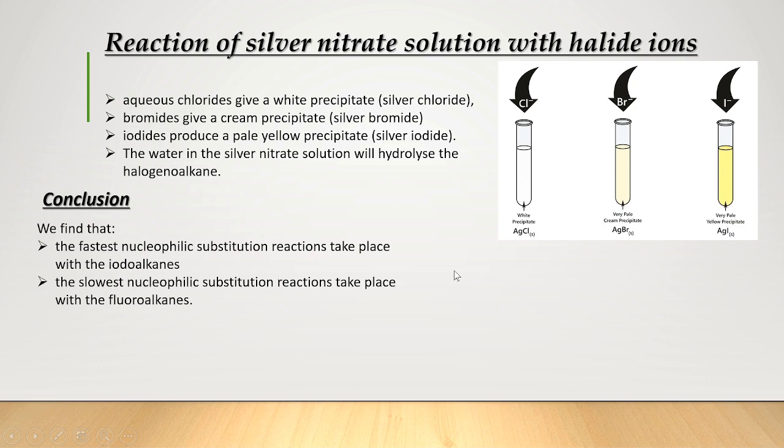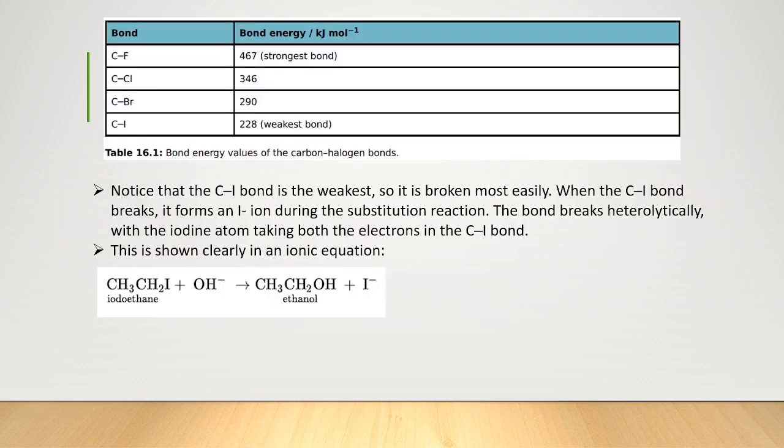Why is this? Because in iodoalkanes, the bond between the iodine and the carbon is weak with respect to the bond between carbon and fluorine. Here the bond energy is showing the same thing which I have just told you. This is shown clearly in this ionic equation as well. This hydroxide actually replaces iodine, so ethanol is formed.